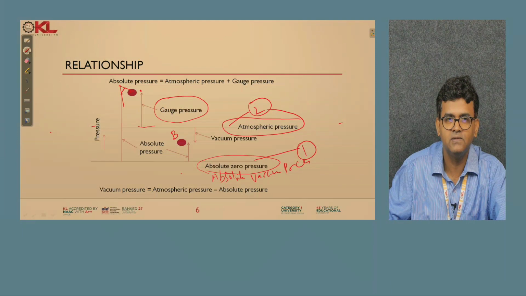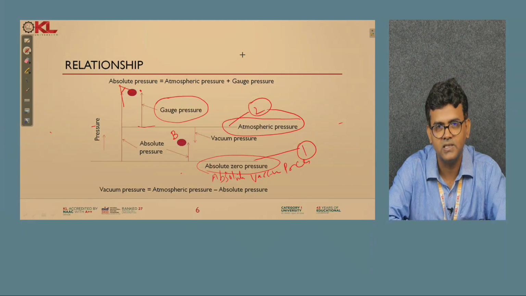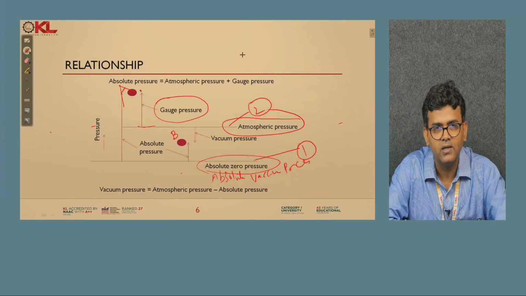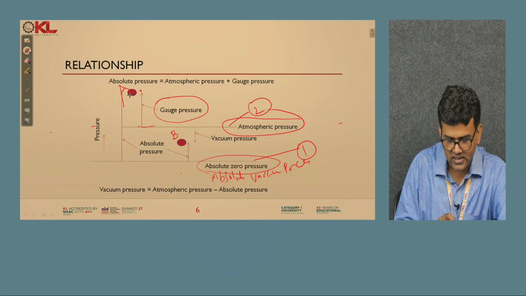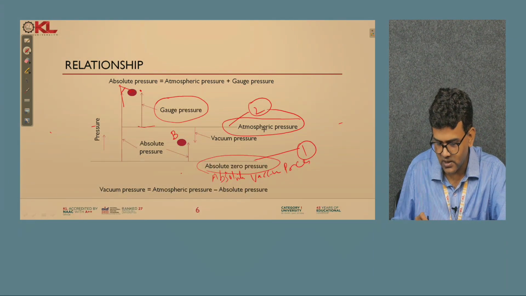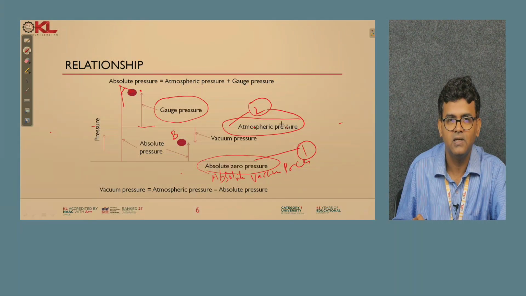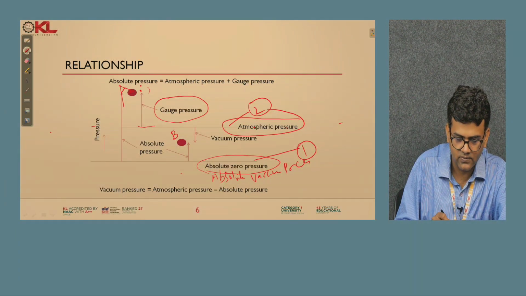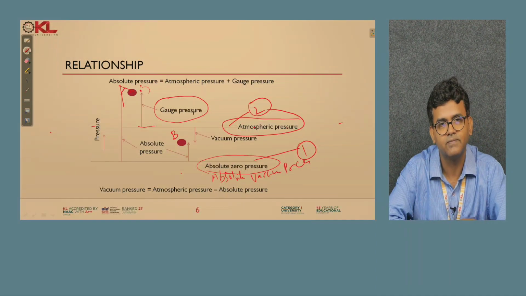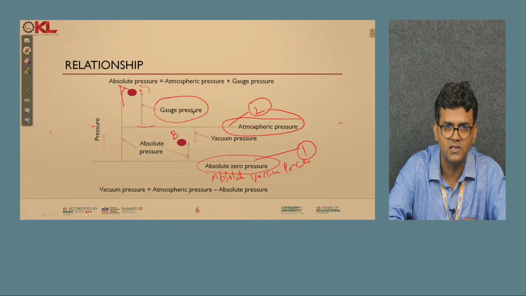How do we define the gauge pressure? Gauge pressure is the pressure at a point which is measured in reference of the atmospheric pressure, and it is above the atmospheric pressure. So as this pressure is measured in respect of the atmospheric pressure and it is above the atmospheric pressure, that's why this value is called the gauge pressure.